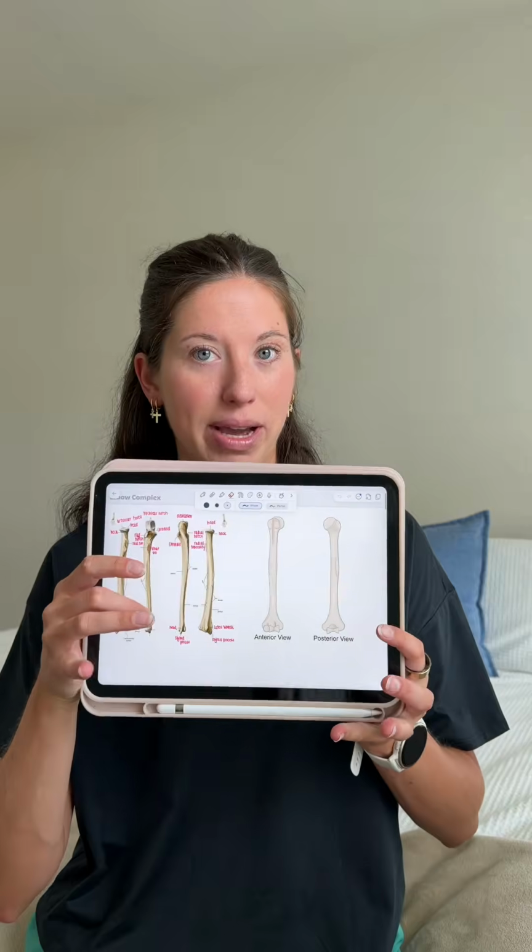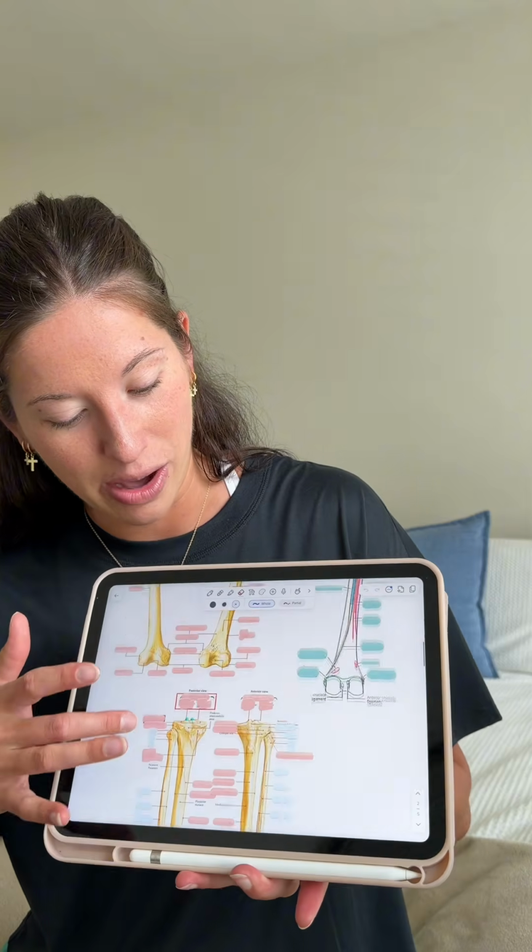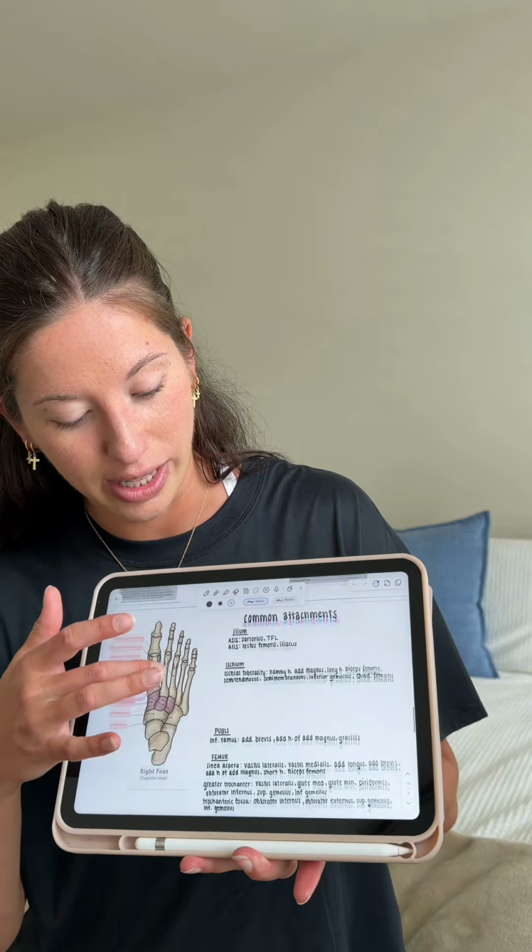When it comes to bones, I would screenshot the bones, find pictures online or maybe from my lecture, and I would white out any labels and go through and label them myself. And here's a beautiful example of how I just kind of taped over all of the labels for the bones.